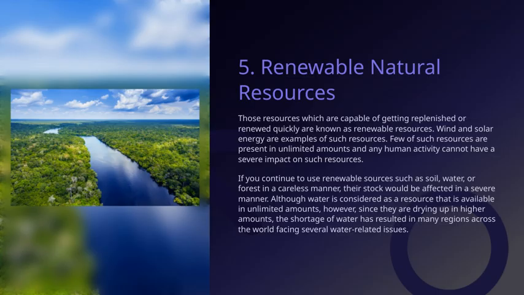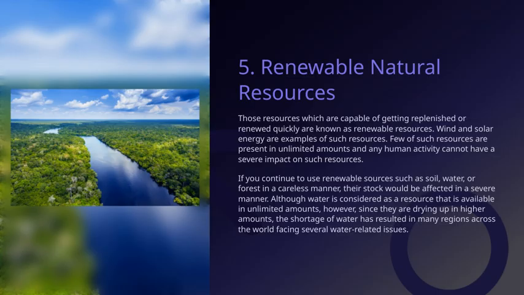Examples of such resources include wind and solar energy. One of the most important things to remember is that some of these resources are available in essentially unlimited amounts, so human activities generally don't have a severe impact on them. However, it's crucial to understand that even renewable resources like soil, water, or forests can be harmed if we use them carelessly. Overexploiting these resources can lead to serious problems, like soil degradation or deforestation.